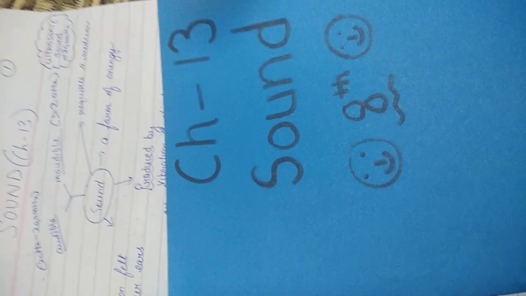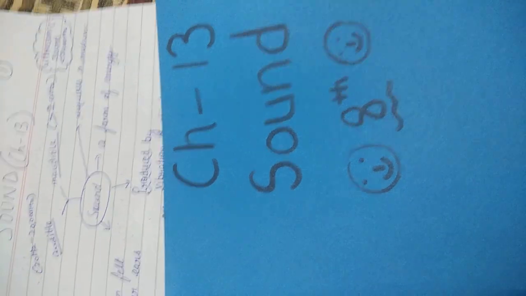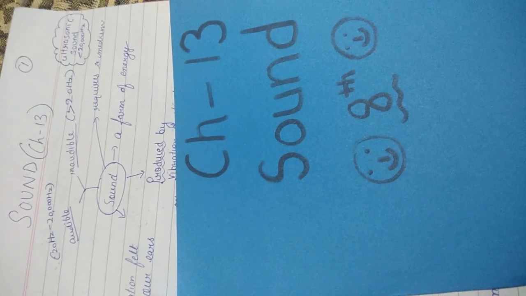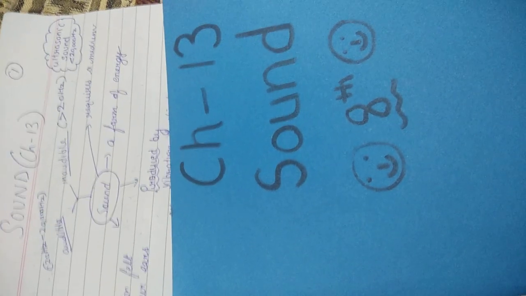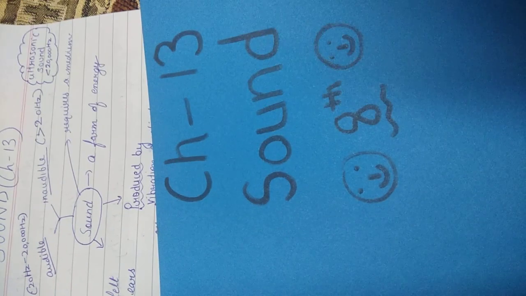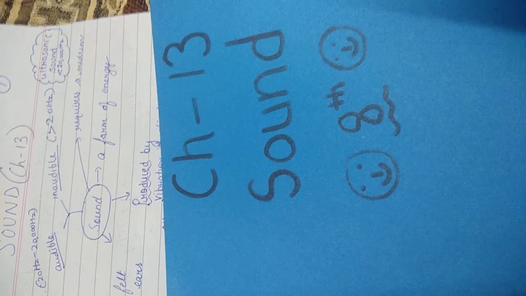Next we'll talk about audible and inaudible sounds. What are audible sounds? Audible, like I'm audible to you, right? So audible is from 20 hertz to 20,000 hertz, and inaudible, which you cannot hear, is very low, that is below 20 hertz.